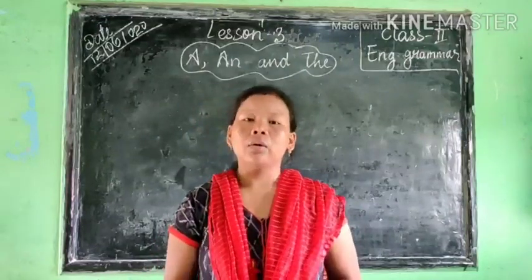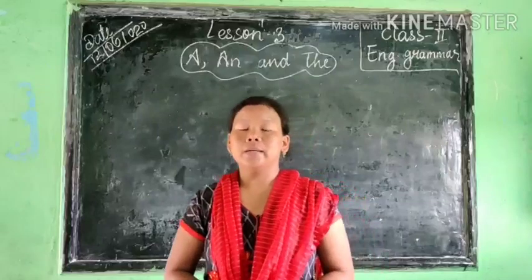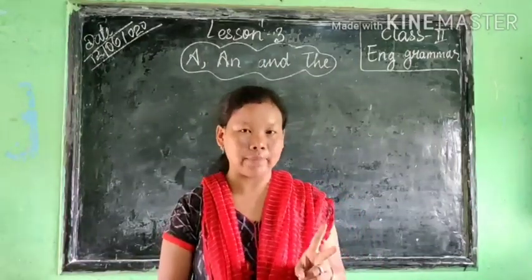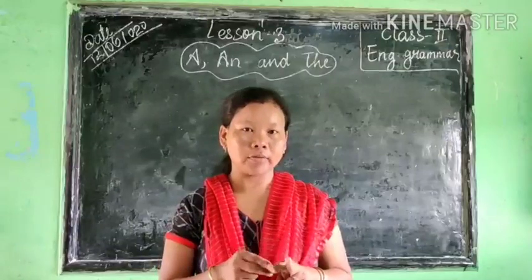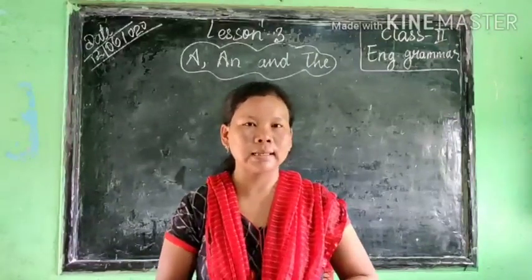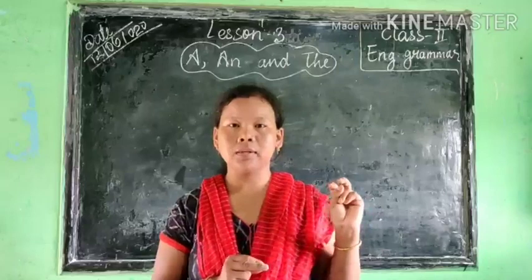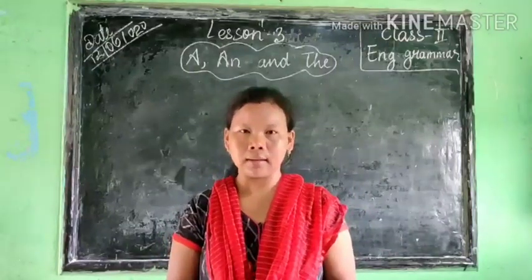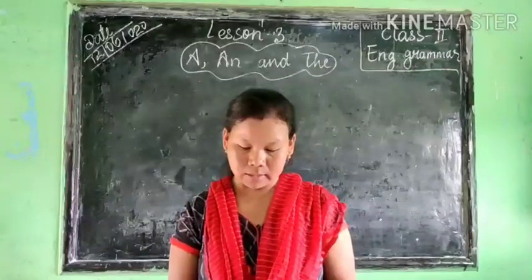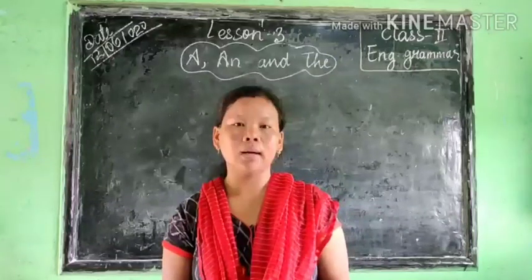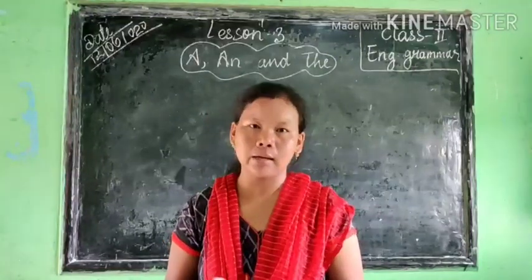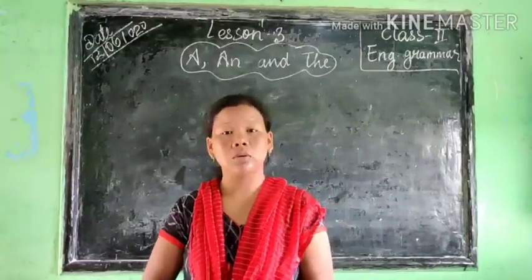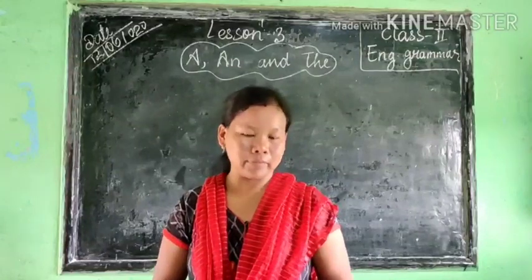Okay. We have completed two chapters, right? Do you remember what the first chapter was? The first chapter was about nouns. Then we learned about one and many, singular and plural, right? So I hope you all have understood whatever we have completed.